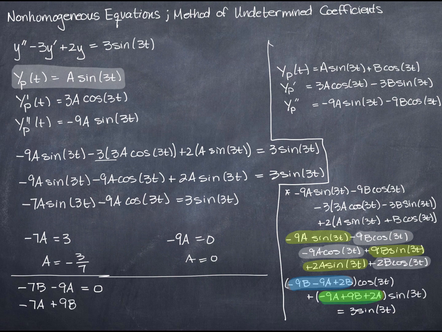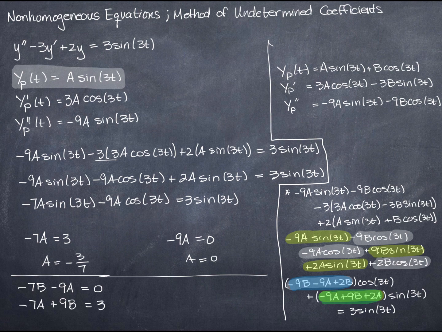Did I get my sign wrong for the first one? Looking at the cosines, I have negative 9b minus 9a, negative 9b minus 9a, and then plus 2b. So that sign is correct. And then looking at the coefficient of sine, negative 9a plus 9b plus 2a. Okay, so that sign is right as well. Just double checking, this is the coefficient of sine, so that should be 3.